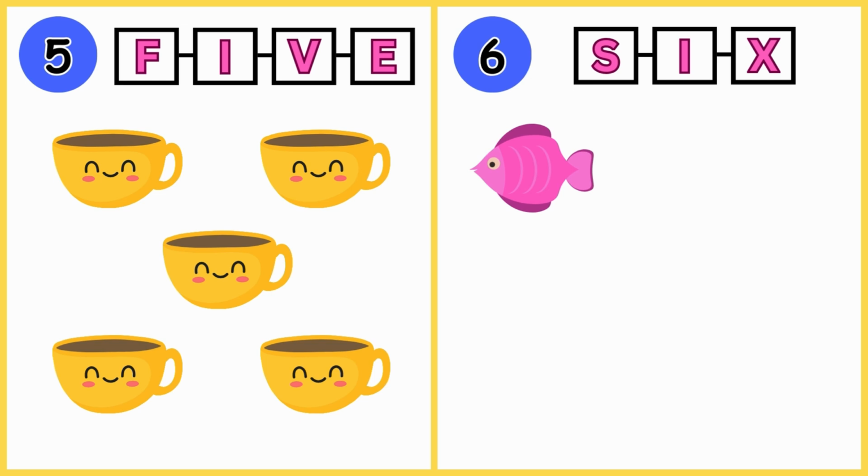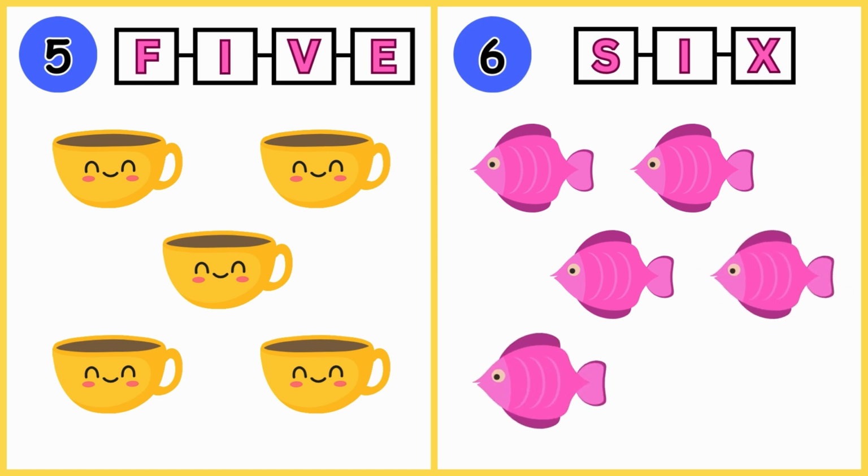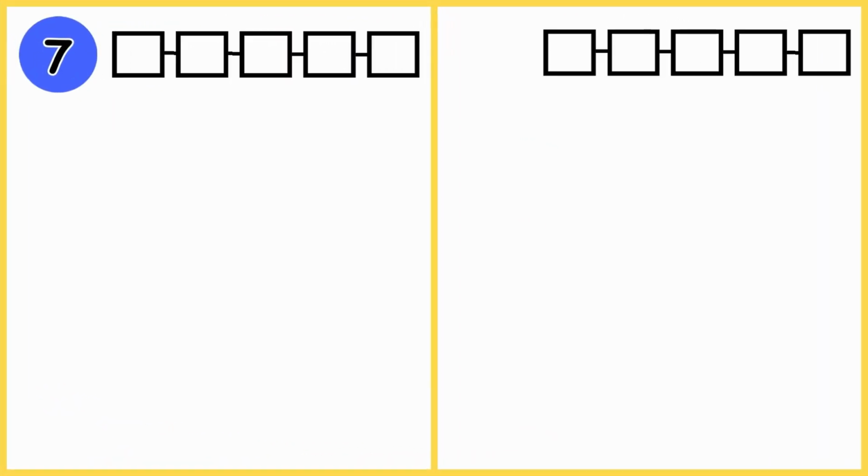1. 2. 3. 4. 5. 6. 7. Let's spell it. S, E, V, E, N.